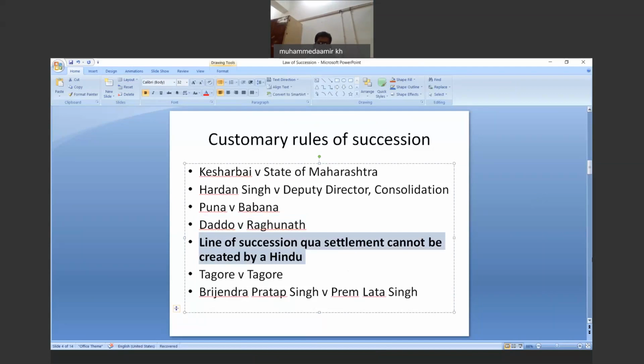What happens now? A Hindu can dispose of his property via settlement or otherwise in any manner known to Hindu law, but he cannot lay down a line of succession against the Hindu law of inheritance. A Hindu is free to dispose of his property by any mode he wants, but he cannot lay down, he is not in a position to say, no, I will propound my own law of inheritance.